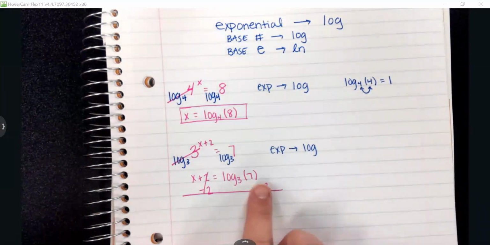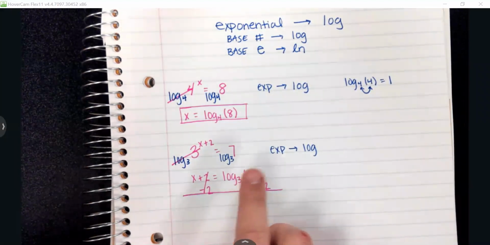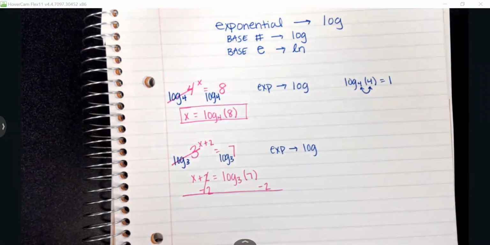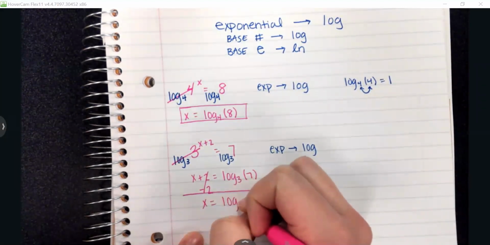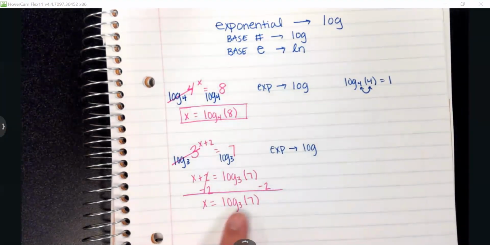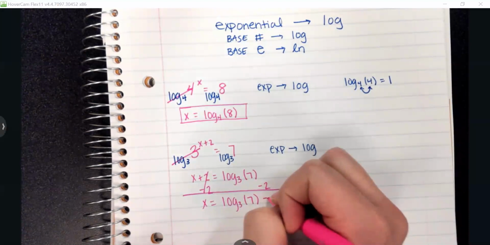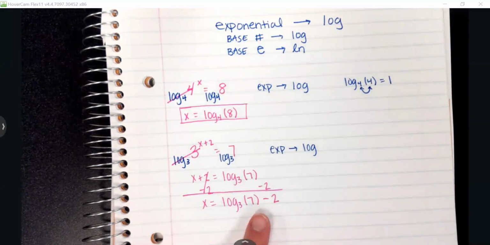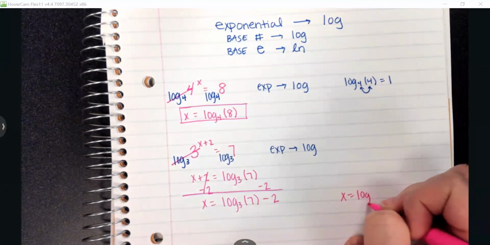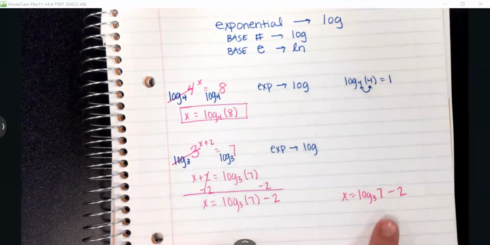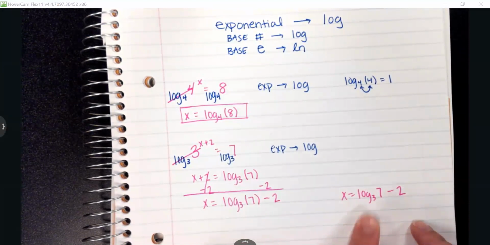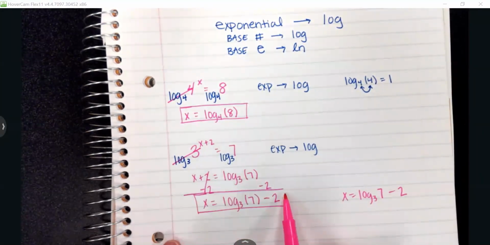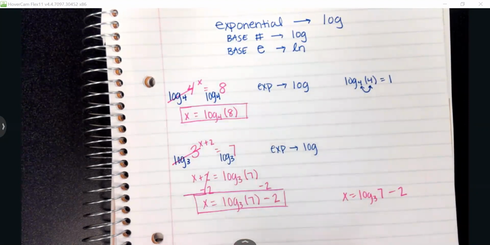So I'm not really subtracting 2 from this 7. So I like to put it in parentheses so I know it stays. It's not changing. So x equals log base 3 of 7. That's not changing. And now I'm subtracting 2. If you write it like this, 7 minus 2, that's fine, but you better be careful and not subtract that 7 and 2. It's not going to give you the same number, okay? So x is all by itself, so that is my final answer.